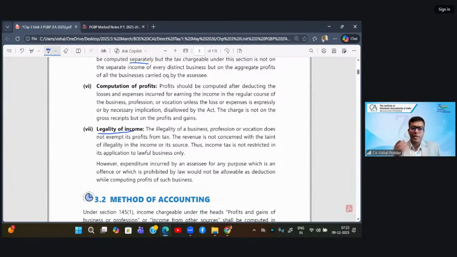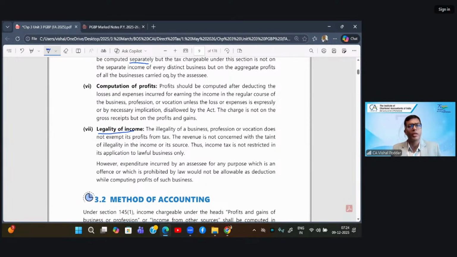Interesting point is legality. Many times a person is engaged in an activity which is his business, but that activity is regarded as illegal. Let us say smuggling is illegal. Let us say betting and gambling is illegal. But that person is into that activity as a profession. Now the question is whether it would be taxed.